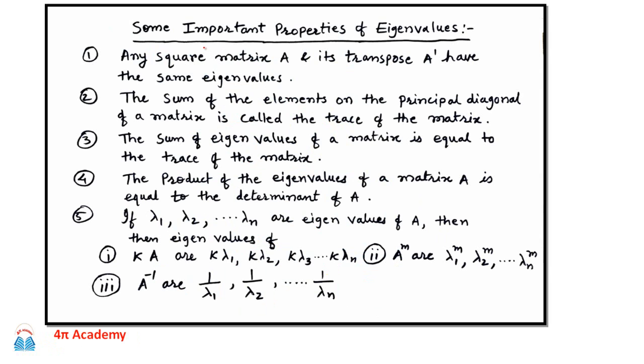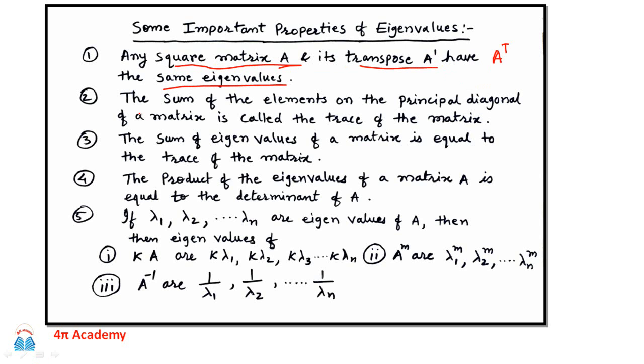Then some important properties of eigenvalues: any square matrix A and its transpose A dash have the same eigenvalues. The transpose of A is A dash, or it is sometimes written also as A raised to T for transpose of the matrix. So the matrix A and its transpose have the same eigenvalues.